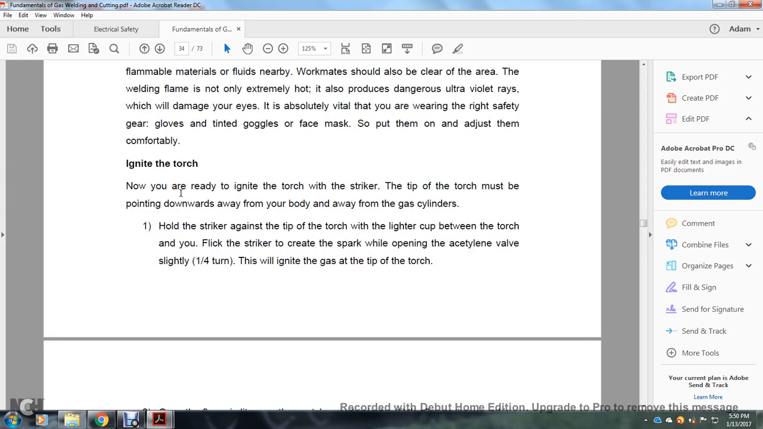Now that you're ready to ignite the torch with a striker tip, the torch must be pointing downwards, away from the body and away from the gas cylinders. Hold the striker against the tip of the torch and flick the striker to create a spark while opening the acetylene valve slightly, about 1/4 of a turn. This will ignite the gas at the tip of the torch.